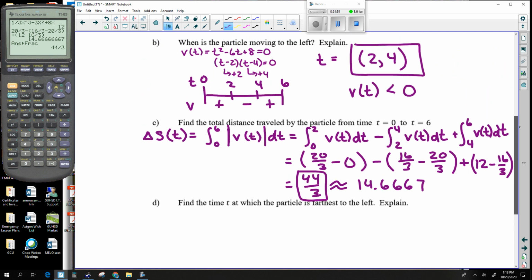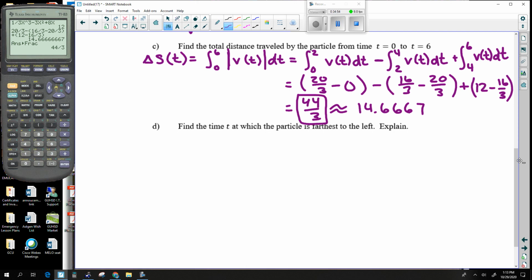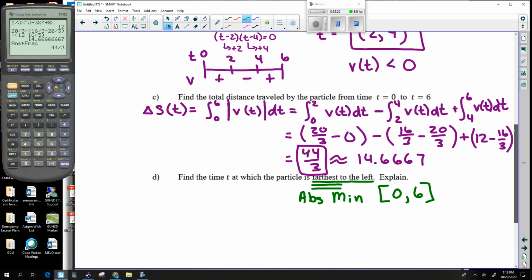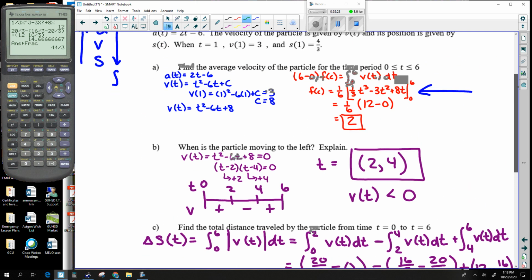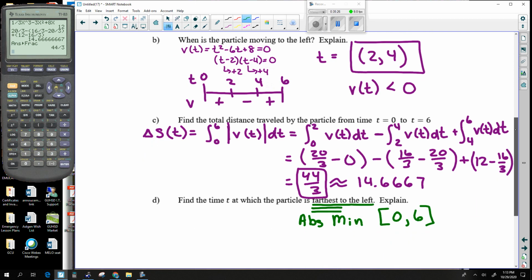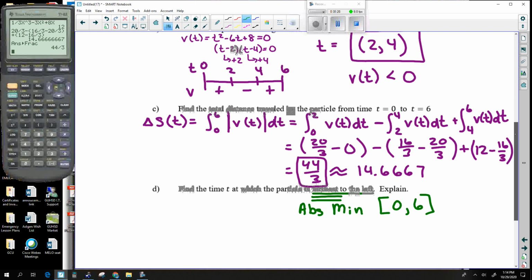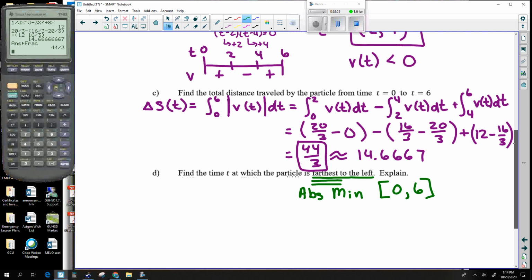At which point is the particle farthest left? And I think the book actually gave a false answer. Farthest left means not just a min, but an absolute min. So what I need to do is I need to test all the points from 0 to 6. What is the farthest left? And so you take the derivative, which is the velocity, and the velocity gives me critical points of 2 and 4.